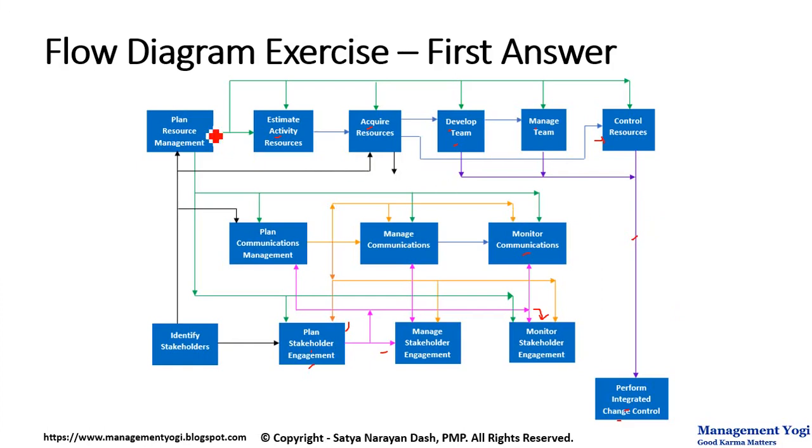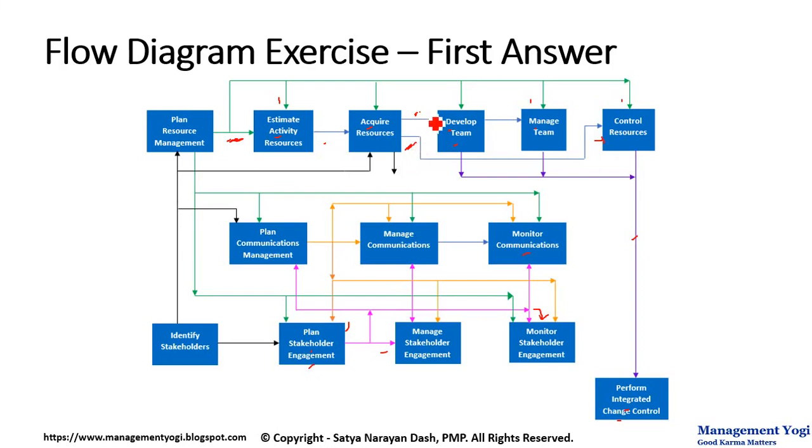Plan resource management. Output is resource management plan, which will be coming here. This is feeding into estimate activity resources. It is also feeding into all the subsequent processes of resource management knowledge area. Then output of estimate activity resources is resource requirements. This is going into acquire resources process, output of which is project team assignments and physical resource assignment.